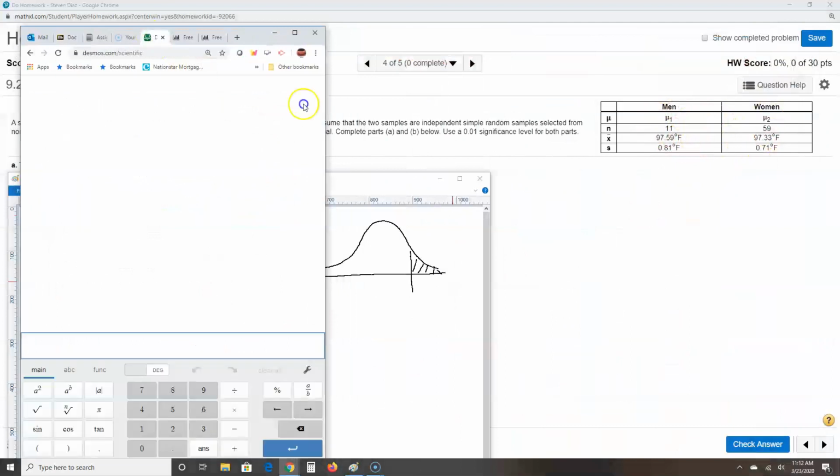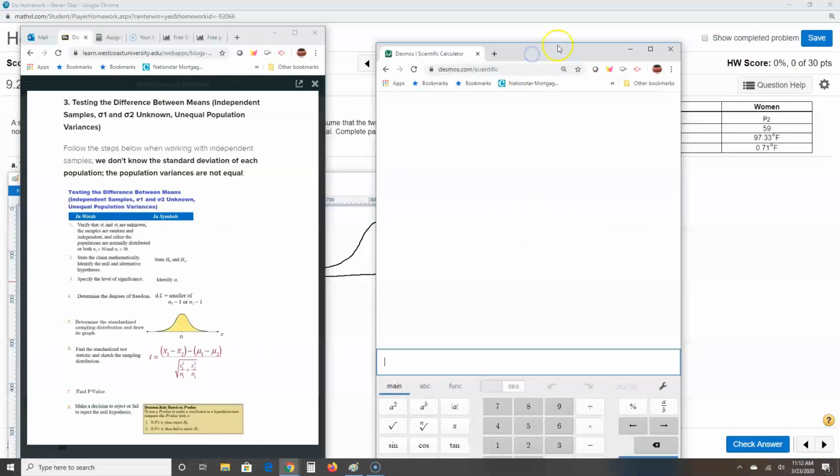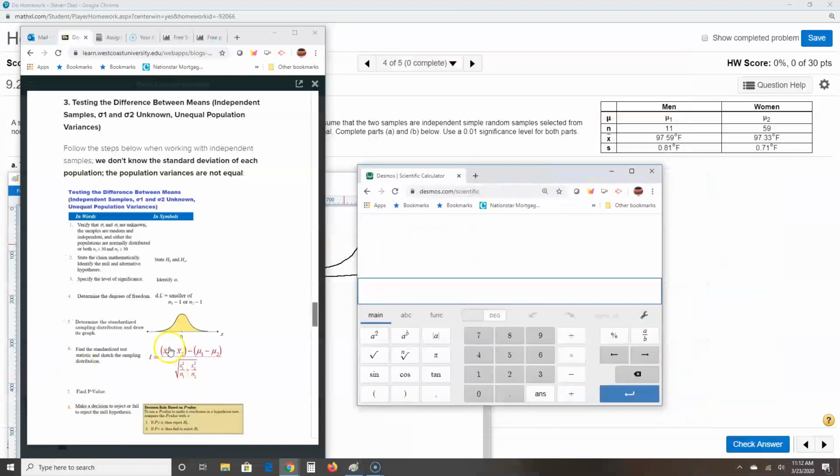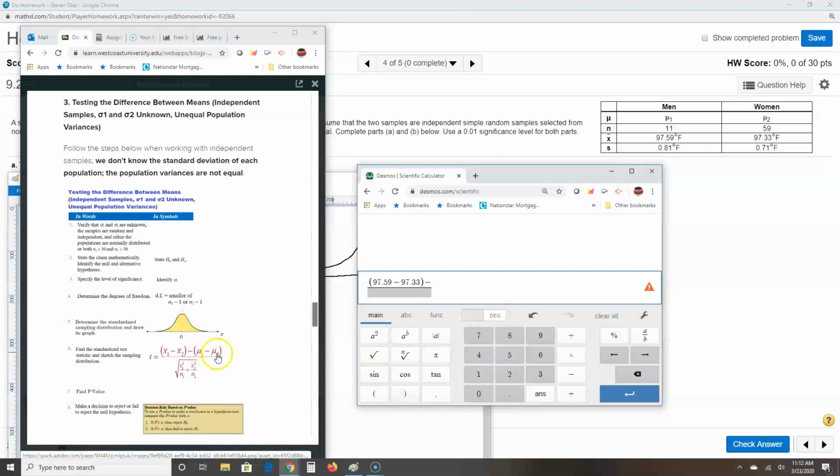All right, so let me get decimals, pull it out here. There it is. Let me make it a little bit smaller so you can see. All right, I'm going to put this formula in decimal. So I'll click the fraction, parentheses, here we go. X bar 1, that will be 97.59 minus X bar 2, 97.33. Close the parentheses. Minus, now it comes mu 1 minus mu 2. Now, because we always assume that mu 1 is equal to mu 2, when you subtract, this is 0. That's why I'm putting 0 there.